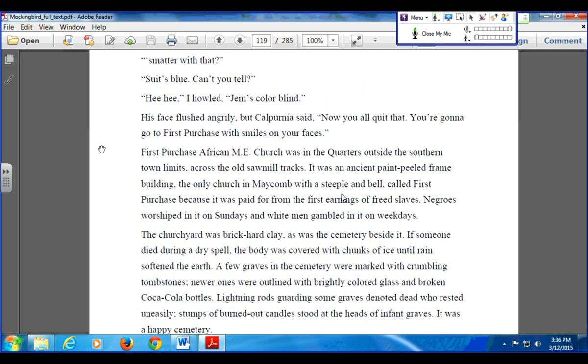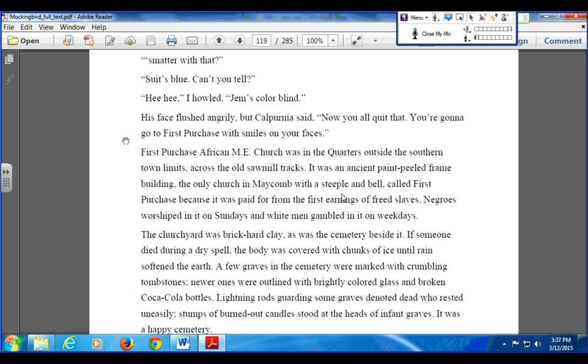First Purchase, African M.E., or Methodist Episcopal, was in the quarters outside the southern town limits, across the old sawmill tracks. It was an ancient, paint-peeled frame building, the only church in Maycomb with a steeple and bell, called First Purchase because it was paid for from the first earnings of the freed slaves. Negroes worshipped in it on Sundays, and white men gambled in it on weekdays. The churchyard was brick-hard clay, as was a cemetery beside it.